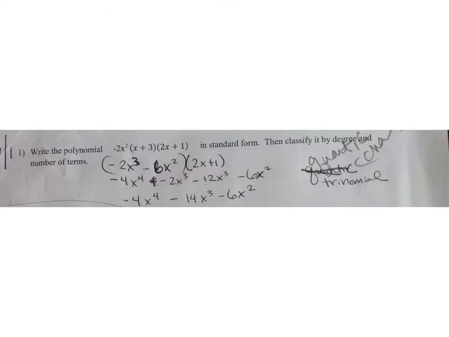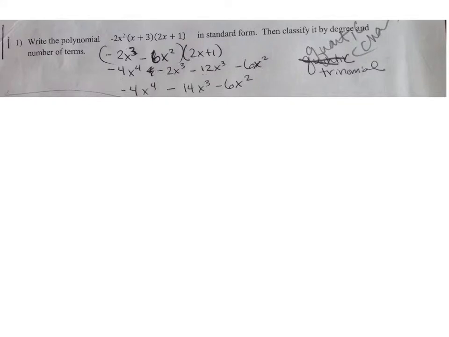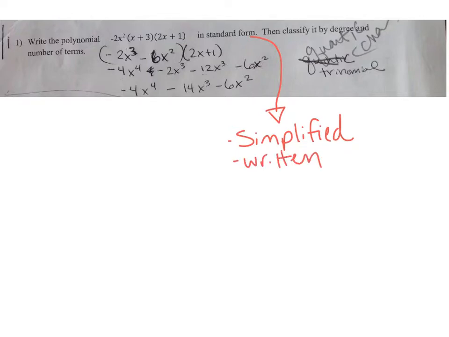Semester 1 review, problem number 1: write a polynomial in standard form and classify it by degree and number of terms. As a reminder, standard form is really just simplified and written with powers from greatest to least.